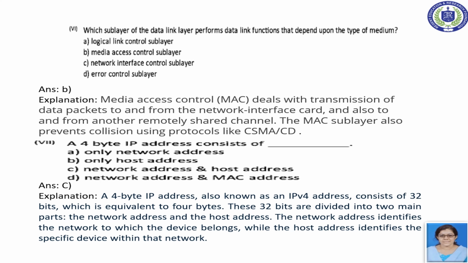Next question. A 4-byte IP address consists of what? That is two parts, network address and host address, because you have already read in the Internet Protocol chapter, that is the network layer, that a 4-byte IP address is known as IPv4, which consists of 32 bits. That is divided into two main parts. One is the network address, another is the host address.